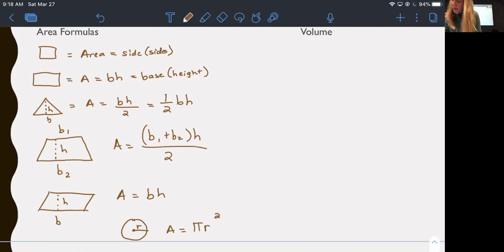If you are given a rectangular prism, the volume of a rectangular prism is length times width times height. That's the most common volume that would show up.